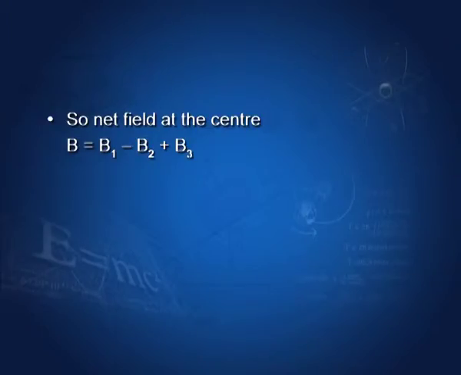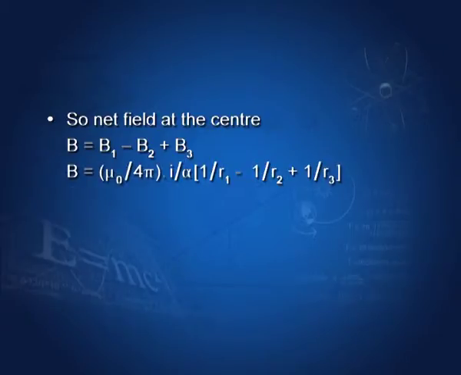So, substituting the values of B1, B2 and B3, we get B equals mu naught upon 4 pi, I upon alpha. This factor is common among all the three parameters. So, we take it out common and we get B equals mu naught upon 4 pi, I upon alpha, bracket 1 upon R1 minus 1 upon R2 plus 1 upon R3. As we have taken the magnetic field B1 to be positive and B2 to be negative, the net field will be along the direction of B1, which is inward.